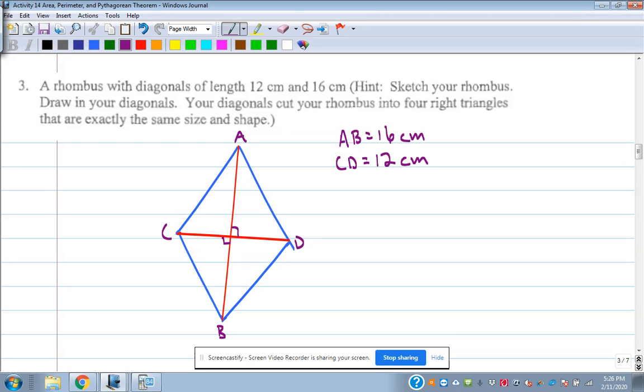Now, your diagonals cut your rhombus into 4 right triangles that are exactly the same size and shape. Also, the diagonals bisect one another. They're perpendicular bisectors to one another. So it cuts each one in half. So from here, from A to the center is half of 16, which is 8.